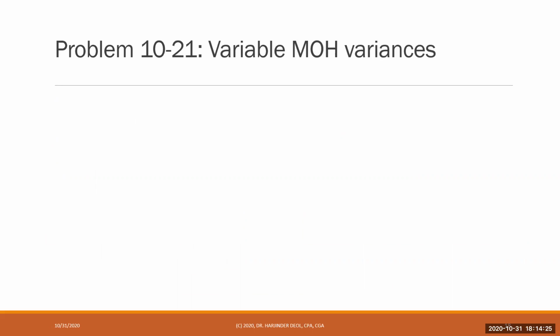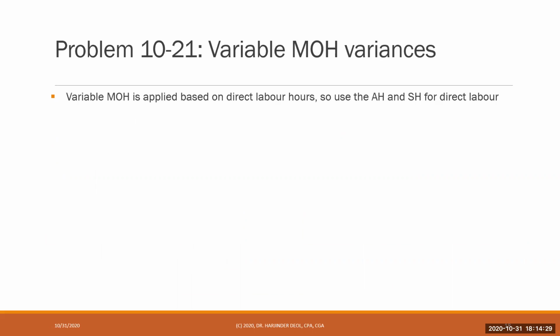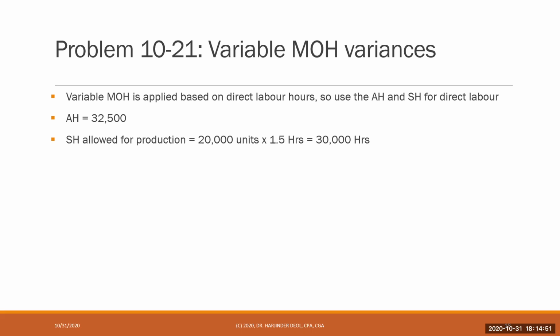For the variable manufacturing overhead variances, we need to look at what the variable manufacturing overhead is applied based on. In this problem, it was told that variable manufacturing overhead is applied on the basis of direct labor hours. So we will use the actual hours and the standard hours from direct labor. So actual hours, 32,500, standard hours, 30,000.